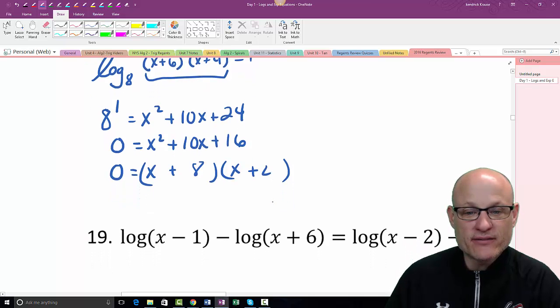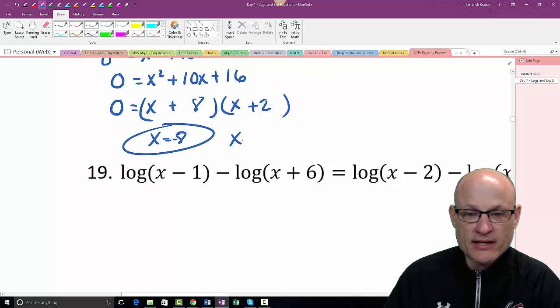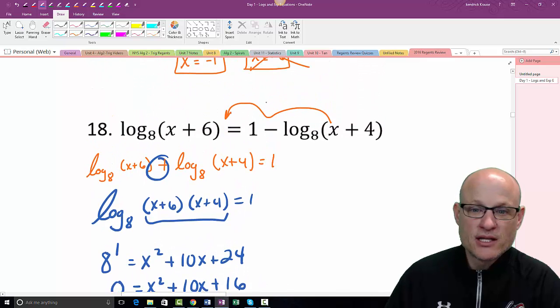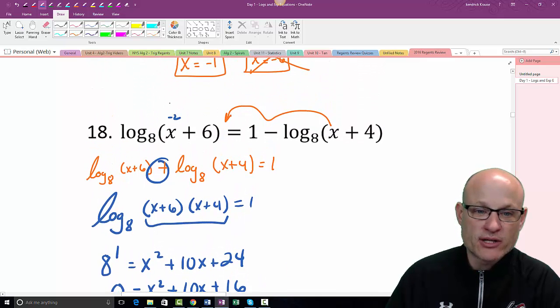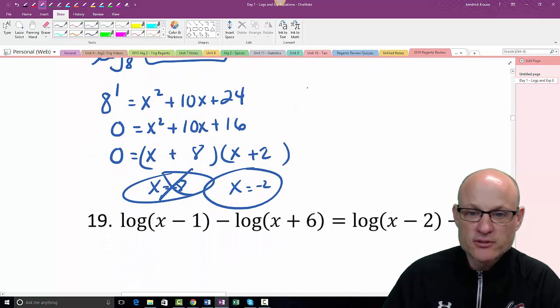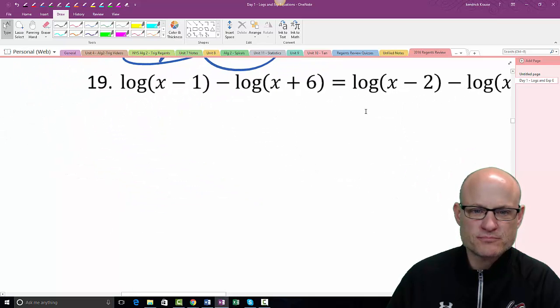Again, I've got two negative answers, so I'm going to be careful. I got x equals negative 8, which is probably the one that's going to be the problem, and x equals negative 2, but they might both be. If I plug a negative 2 in here, that's okay, but if I plug in negative 8, that crashes. Negative 2 is okay, so negative 8 is gone. The answer is negative 2.